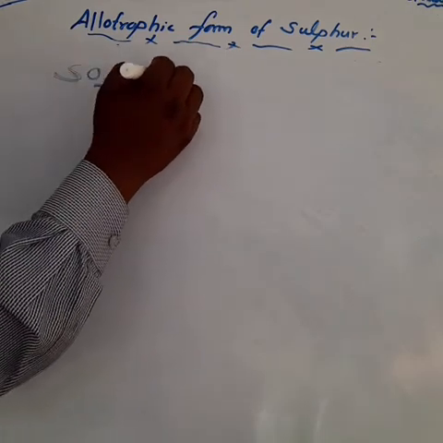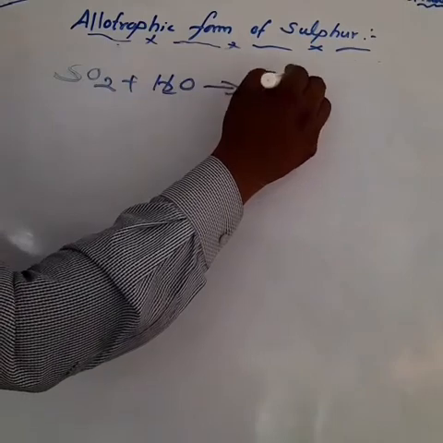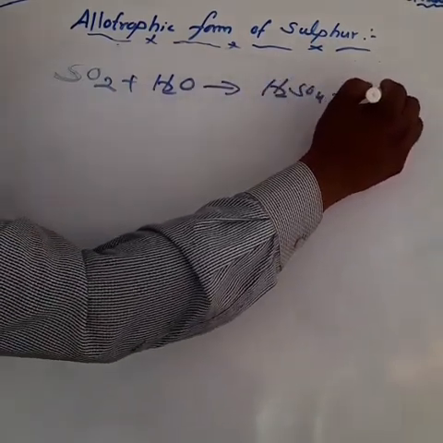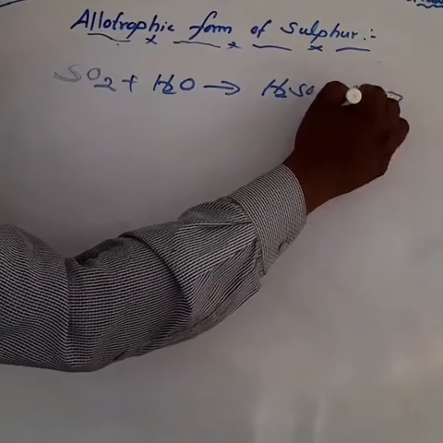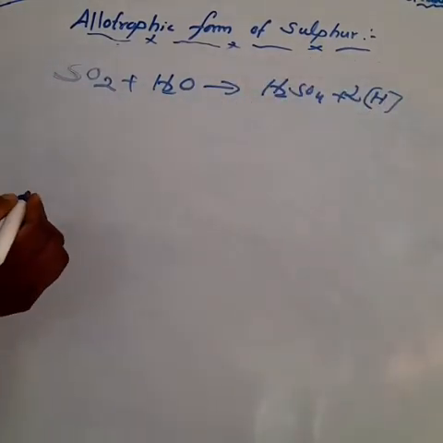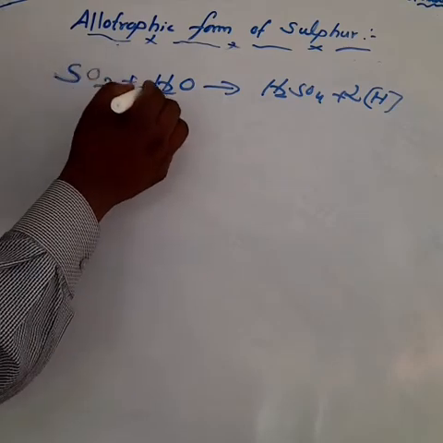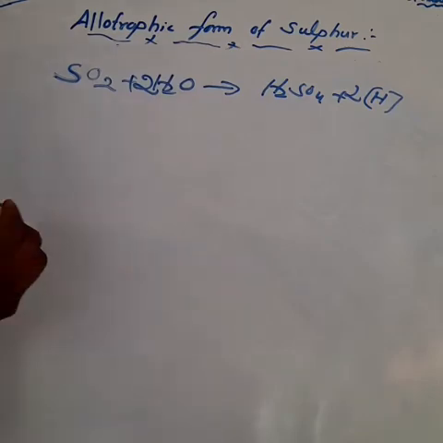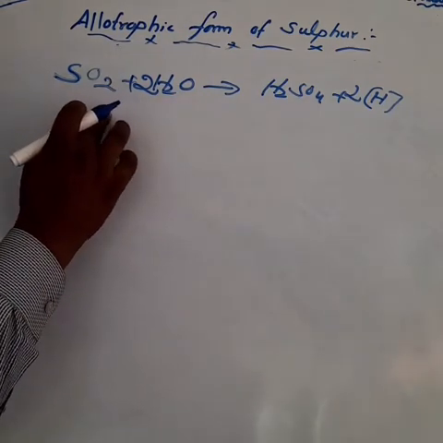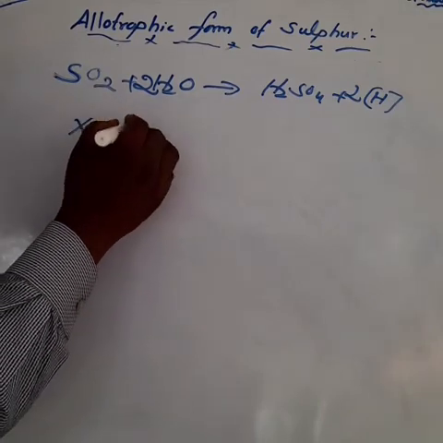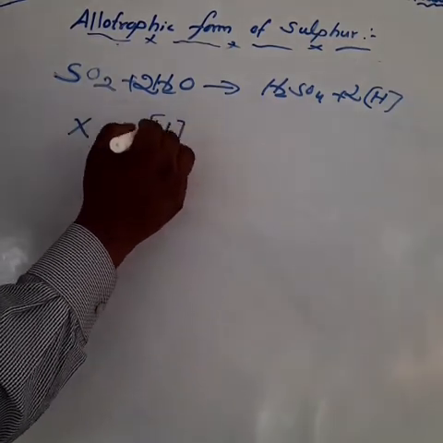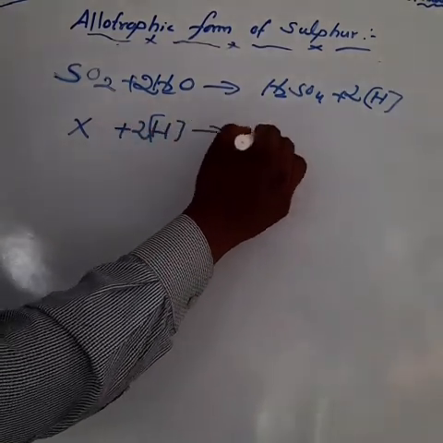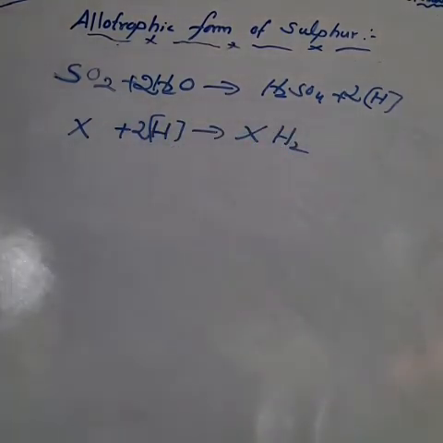SO2 plus water molecules, we get H2SO4 and also we get 2 nascent hydrogen. We are taking 2 hydrogen. So we have to balance the equation. With 4 hydrogen, make it 2 molecules of water. A colored substance X reacts with the nascent hydrogen and we get XH2. It's a colorless product. Okay. The colored product is converted into a colorless product.